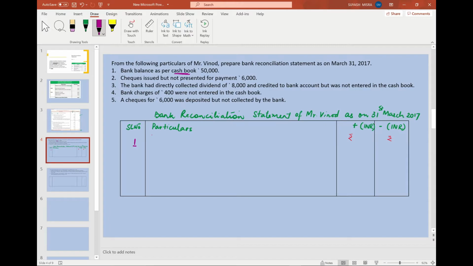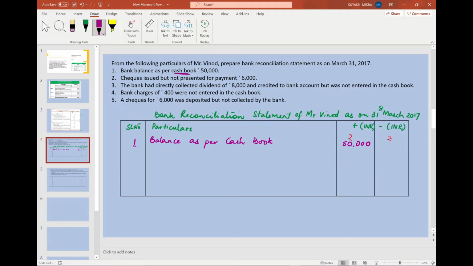So I will say balance as on that day, that is 31st March 2017, balance in Mr. Vinod's cash book was 50,000. So I would say balance as per cash book, and it was 50,000, so it is debit balance.